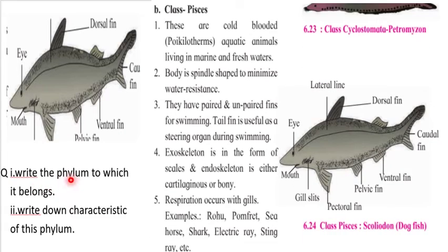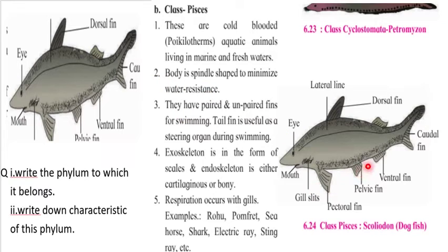Friends, write the phylum. As we know, the species belongs to phylum Chordata and the class is Pisces. The characteristics of this phylum are very simple to write. These are cold-blooded animals, aquatic animals living in marine as well as freshwater. They have a spindle-shaped body to minimize water resistance. This can be asked as a reason.